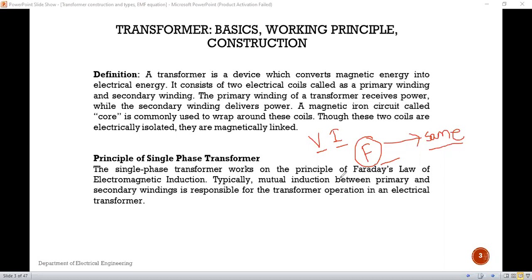Or we can express this definition in another way. A transformer is a static device which transfers the power from one electrical circuit to another electrical circuit with increase in voltage and decrease in current, or decrease in voltage and increase in current, without change in its frequency. So that means the power transferred from one circuit to another circuit remains the same.